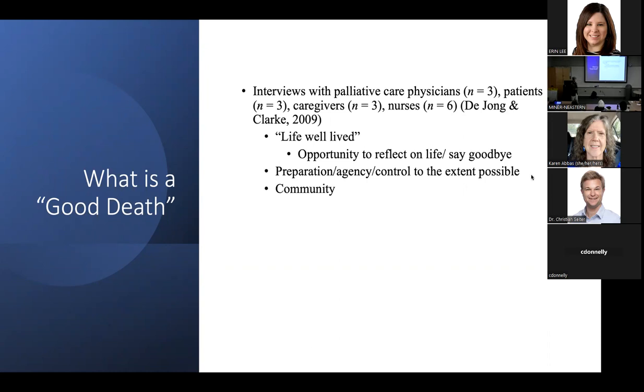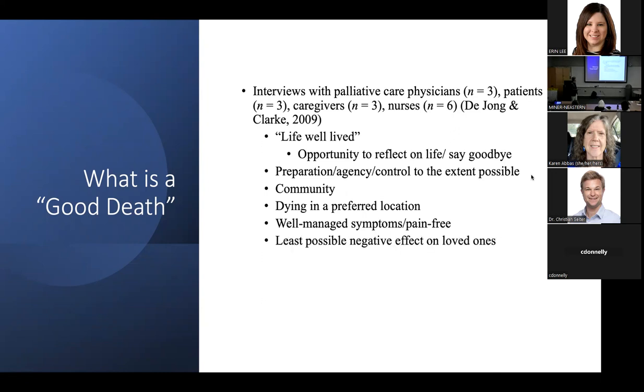Community, right? Being surrounded by the people that care about you, that you have cared about. Dying in a preferred location, potentially at home. Obviously, that's a very common request in these contexts. Say, I don't want to die hooked up to a bunch of machines in a scary ICU. I'd rather be home in a comfortable place that I know and love. Well-managed symptoms, pain free, certainly a very important element too. And the least possible negative effect on loved ones.